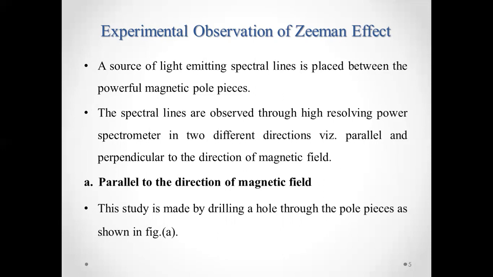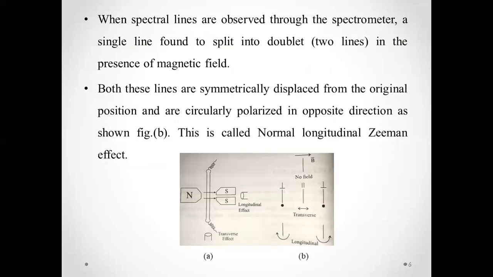First, we will try to analyze the spectrum parallel to the direction of magnetic field. This study is made by drilling a hole through the pole pieces as shown in figure A. When spectral lines are observed through the spectrometer, a single line is found to split into a doublet, that is, into two lines in presence of the magnetic field.